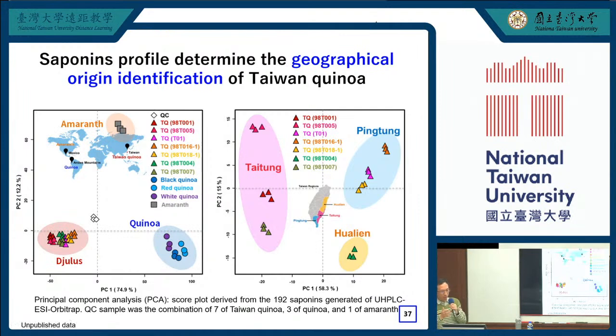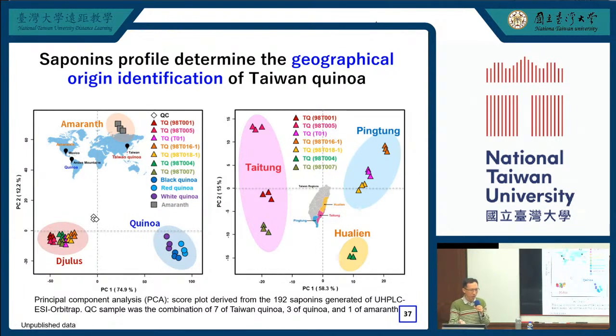Again, we use the saponin profile to determine the geographical origin identification. So again, the quinoa, Julius, and Amaranthia were differentiated by saponin profile. It's very clear. And interesting, for phenolic compounds, we could only identify Taidong and Pingdong, right? But in this case, we can identify Taidong, Pingdong, and Hualien, which means the environment will affect saponin more than phenolic compounds. So we can use the saponin profile to discriminate different geographical origins of Julius.